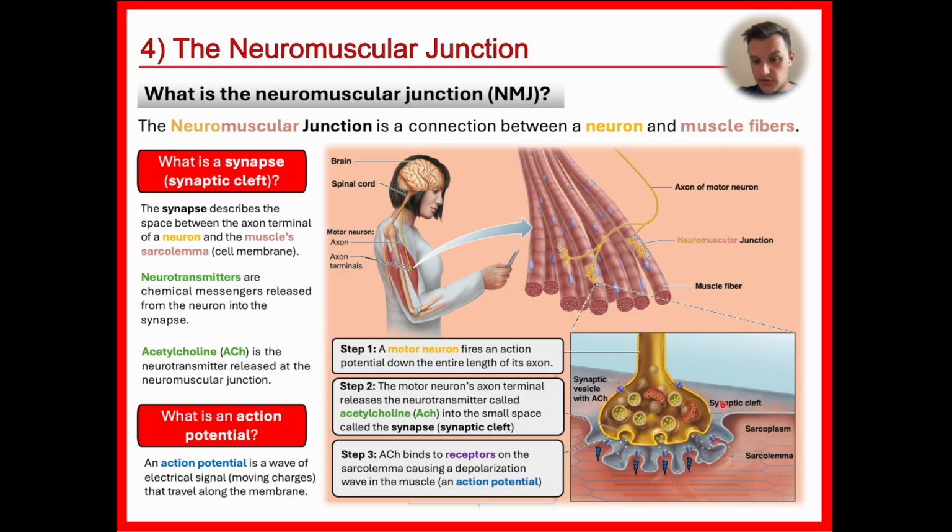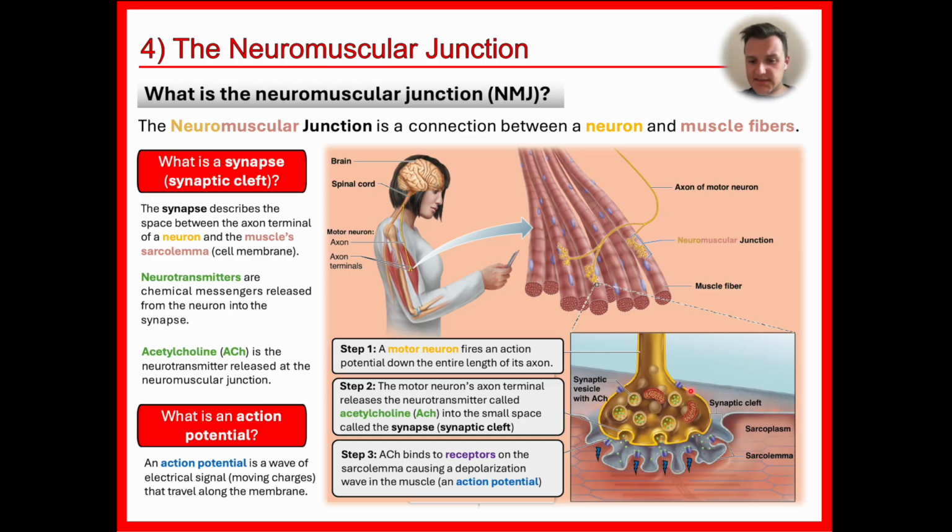Well, you see that this over here is the sarcolemma, right? The plasma membrane of the muscle, and it is not touching this yellow plasma membrane of the neuron. So there's actually a distance between this neuron over here and the plasma membrane, the sarcolemma over here. So this space is what we call the synapse, and the synapse describes the space between the axon terminal of the neuron and the muscle's sarcolemma, the muscle's plasma membrane, right?